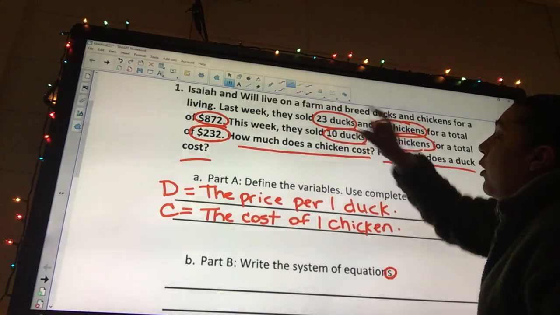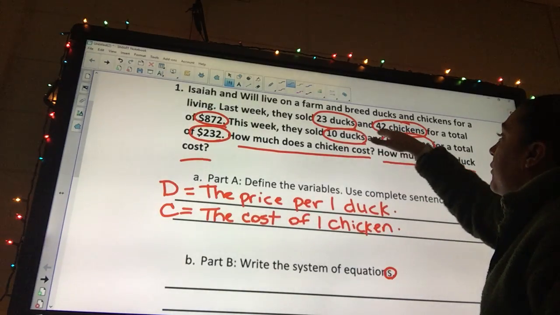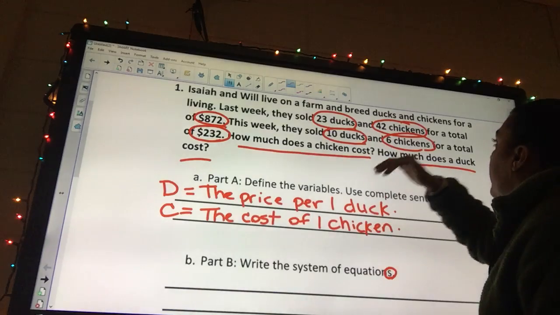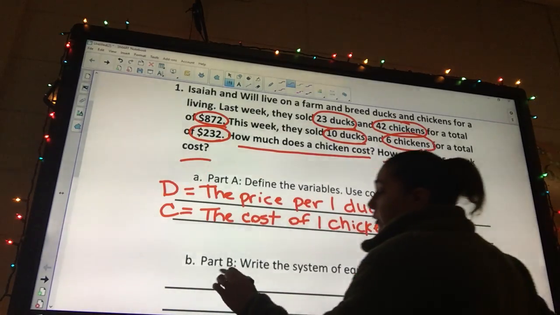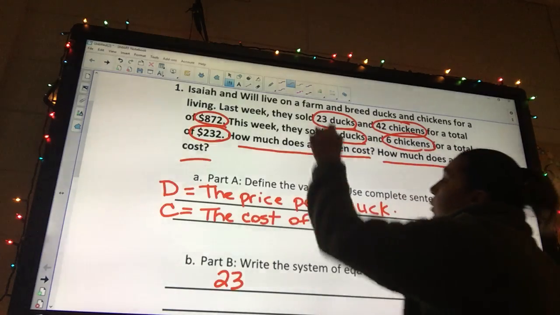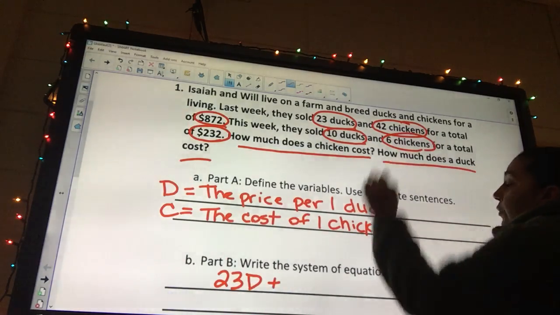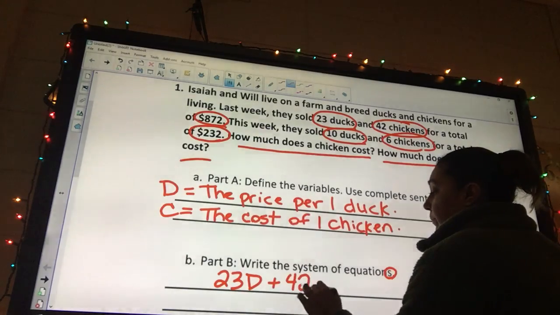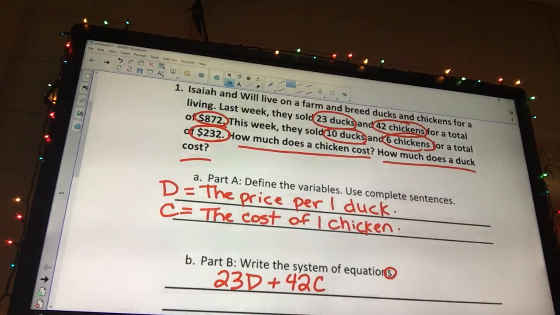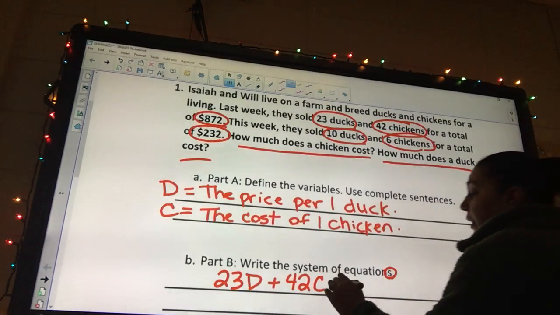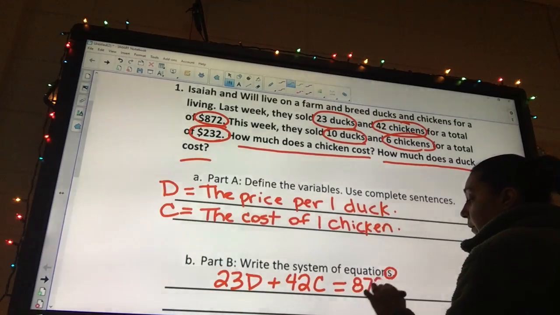On last week, Isaiah and Will sold 23 ducks and 42 chickens for a total of $872. So we can say 23D, because we sold 23 ducks, plus 42 chickens, so plus 42C. Total always means equals, so equals $872.